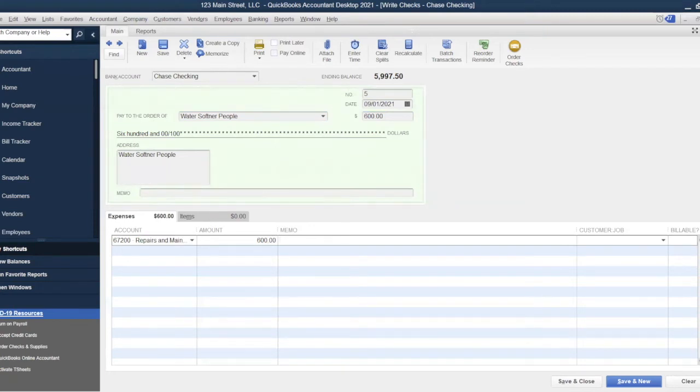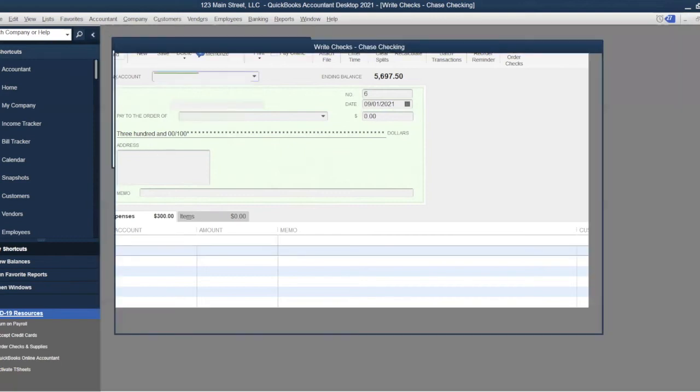Like we didn't replace the roof. We didn't completely redo the floor. If we had bought a brand new water softener, then that would go to a fixed asset. In this case, the guy just came out. I don't even think it was $600. Let's say it was $300. So that's the difference. Okay.